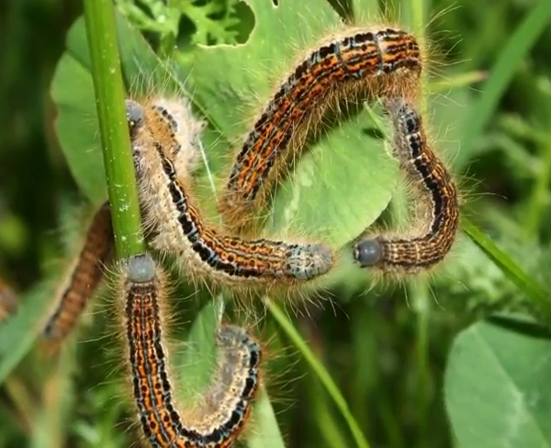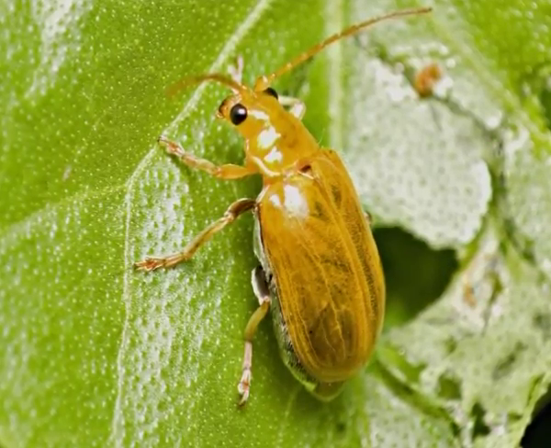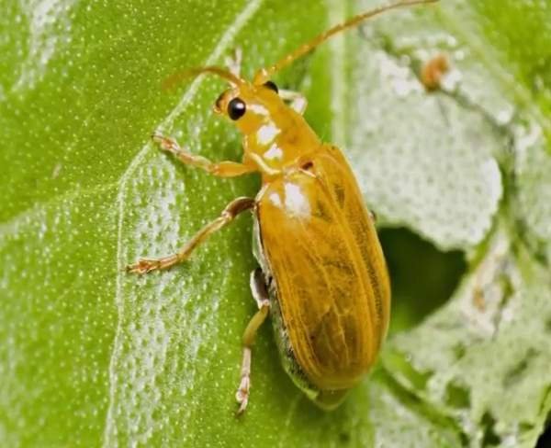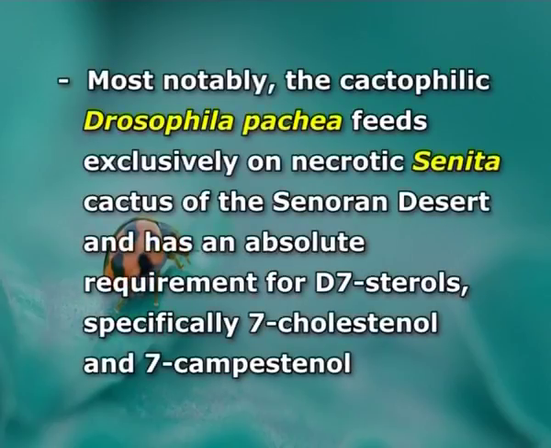Various insects additionally utilize sterol derivatives as pheromones and defensive compounds. For example, cholestenone is the trail pheromone of tent caterpillars, Malacosoma, and the highly toxic steroid cardenolides are synthesized and stored in the defensive glands of chrysomelid beetles. A few insects with specialized feeding habits have unusual and very specific sterol requirements. Most notably, the saprophytic Drosophila pachea feeds exclusively on necrotic senita cactus of the Sonoran desert and has an absolute requirement for Δ7 sterols, specifically 7-cholestenol and 7-campestenol.